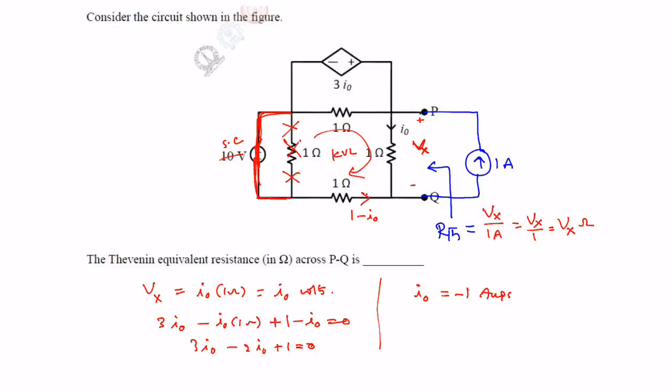So I0 we have calculated from this one. RTH is equal to Vx, and Vx is equal to I0, that means minus 1 volt. So RTH is equal to Vx by 1 ampere, that means 1 volt by 1 ampere, so RTH is equal to 1 ohm. Sorry, RTH is equal to minus 1 ohm. Vx is minus 1, and minus 1 divided by 1 is minus 1, so minus 1 ohm. The RTH value is minus 1 ohm. This is the required answer. Thank you.